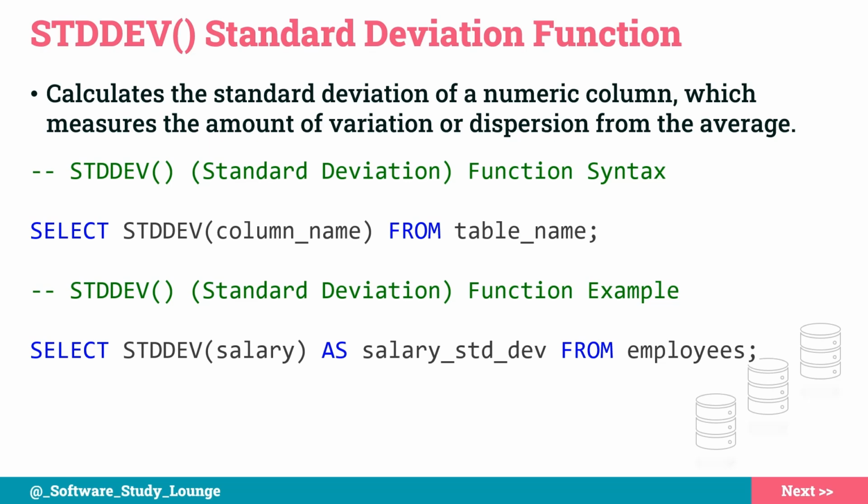Next one is standard deviation. The function is STD. It calculates the standard deviation of a numeric column, which measures the amount of variation or dispersion from the average. So SELECT STD(column_name) FROM table_name. Example is SELECT STD(salary) AS salary_standard_deviation FROM employees.